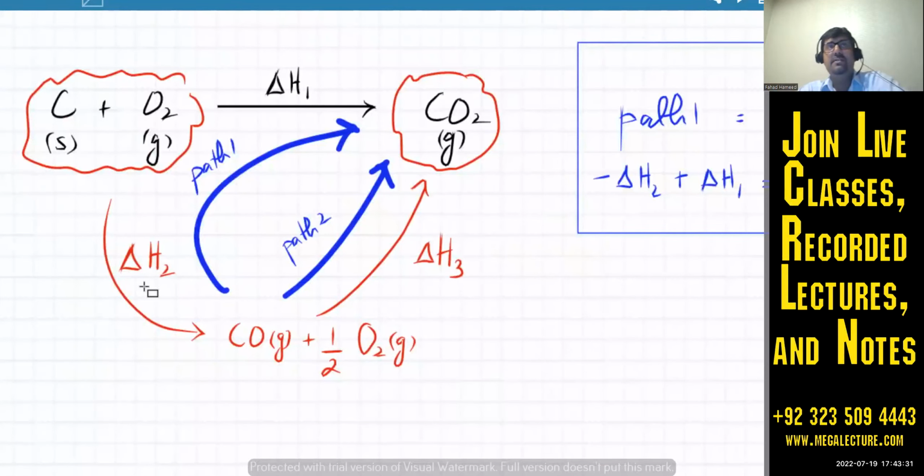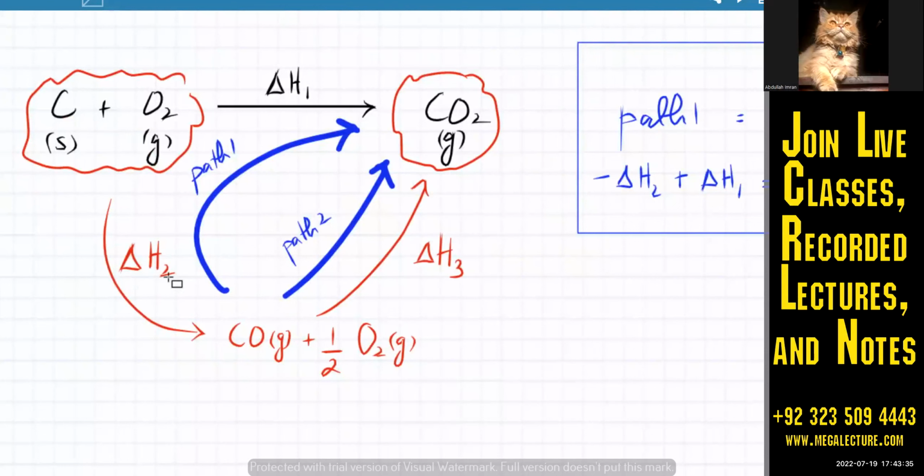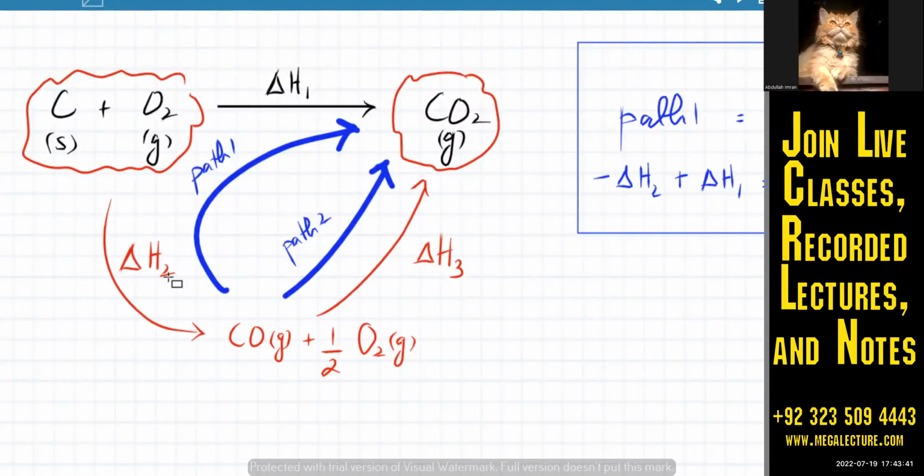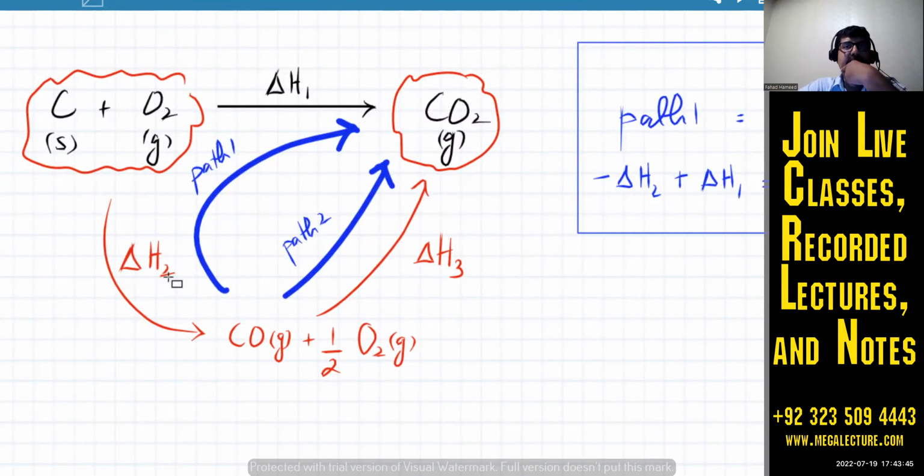Whether it's going to happen or not, that's a different story. I'm just saying, if going forward the reaction has an enthalpy change of, let's say, 100 kilojoules, right? Then going in the opposite direction, the reaction will have the same enthalpy change, but will have the opposite sign.